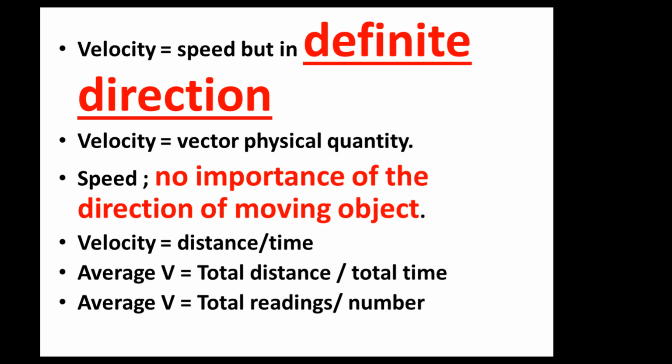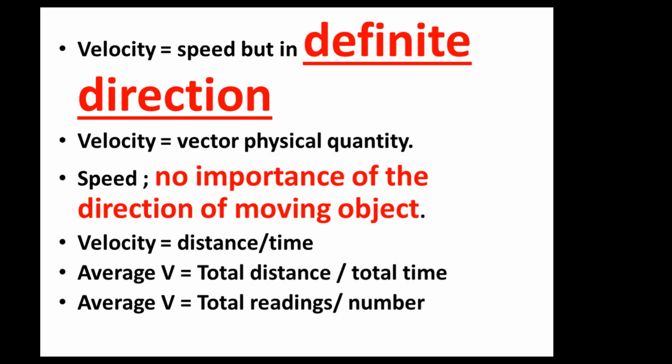Velocity equals speed, meter per second. Velocity equals speed, distance over time, but in a definite direction. Velocity is a vector physical quantity, which means that it needs direction. When I ask you what the time is now, you can tell me 5 o'clock. You don't have to mention left, right, up, down, south, north.